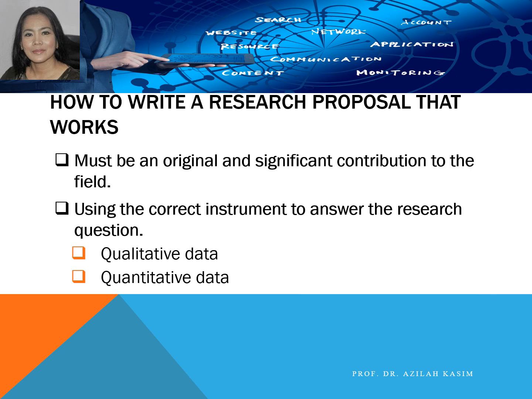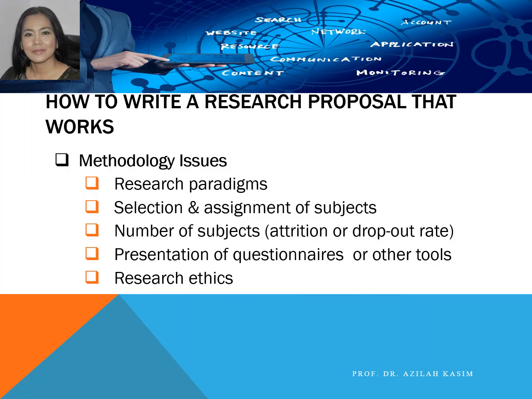The proposal should also have the correct instrument to answer the question, and this instrument can be either quantitative or qualitative. Of course, the research proposal will also have to iron out methodological issues, such as what paradigms you use, how you select and assign your subjects. How do you make sure that the number of subjects is as per what you wanted?